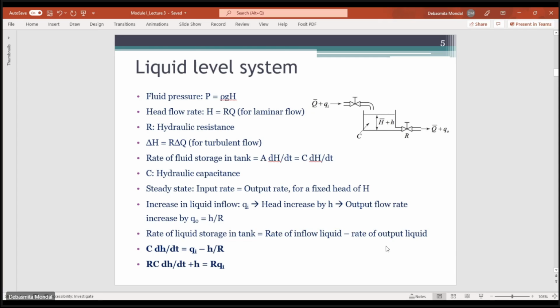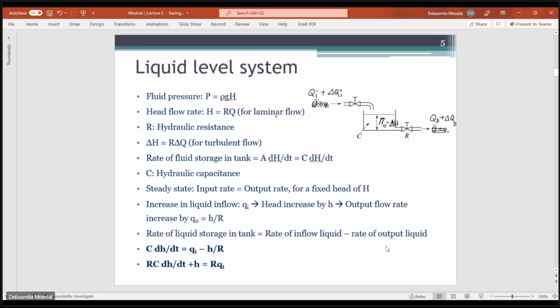Fine. Now let us consider a system like this, where the input flow rate of the tank is given by Qi plus delta Qi. Similarly, let me write the output as Q0 plus delta Q0. And this is H0 plus delta H.